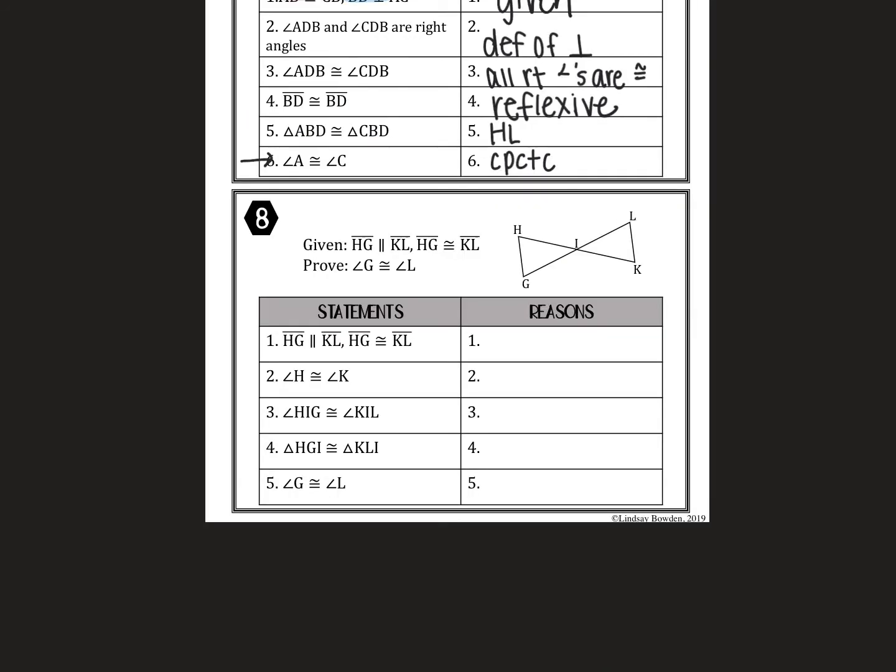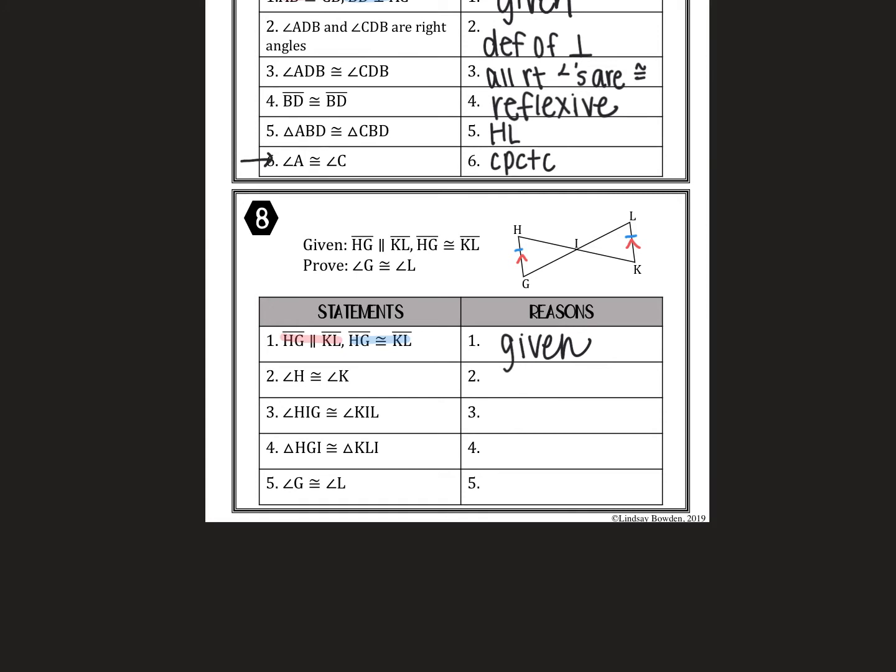For the next proof, all of our givens are in the first statement, and then we can mark those. So the first one says HG is parallel to KL. So we mark parallel sides with arrows going the same direction. And then the next one says HG is congruent to KL. So that would be a tick mark.